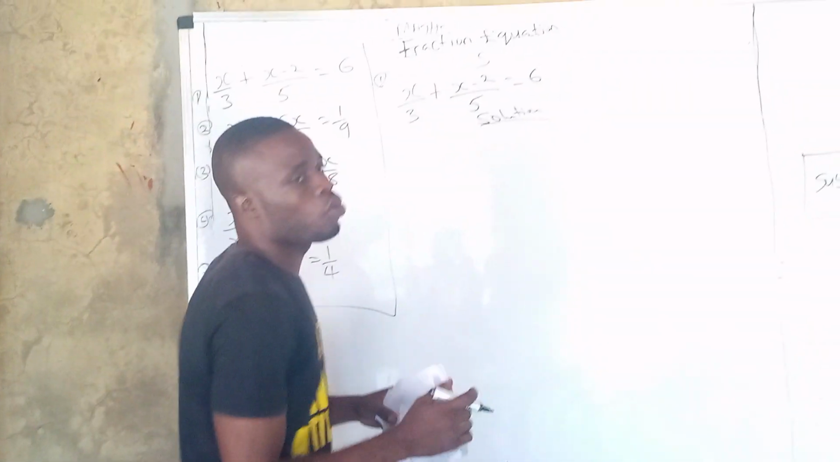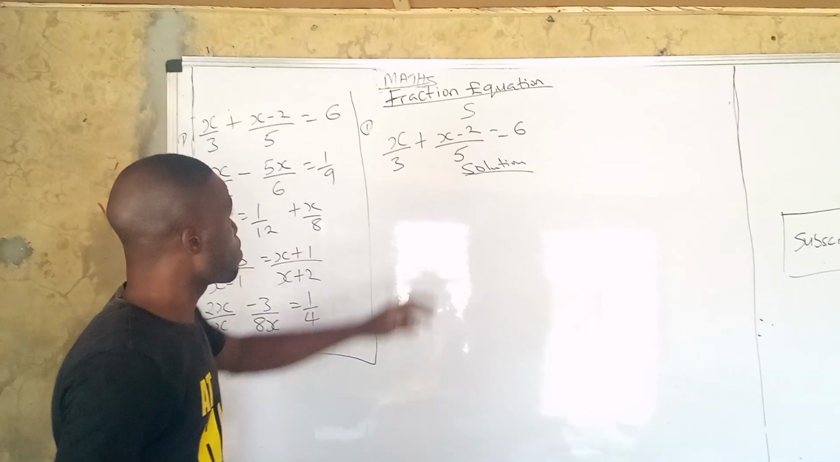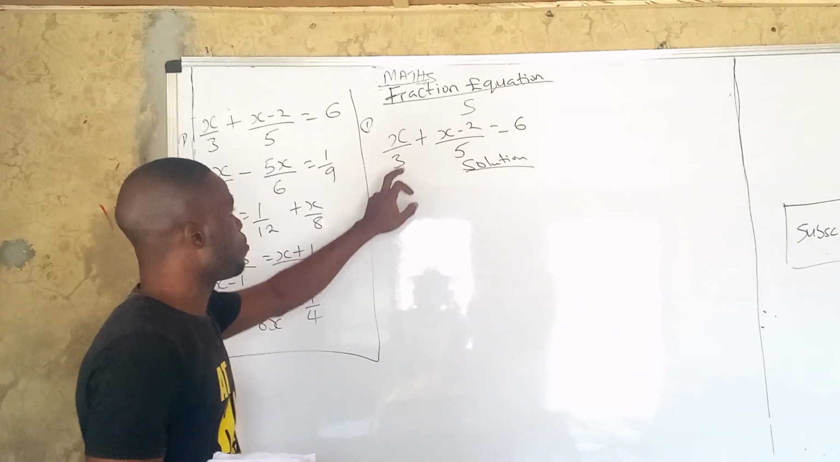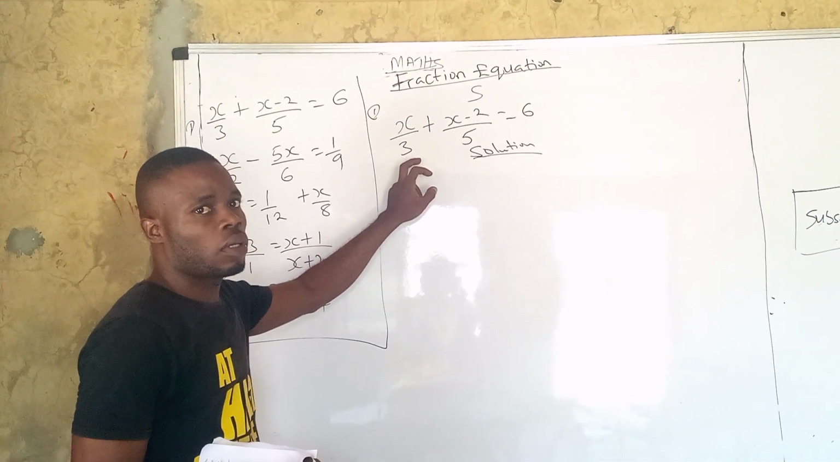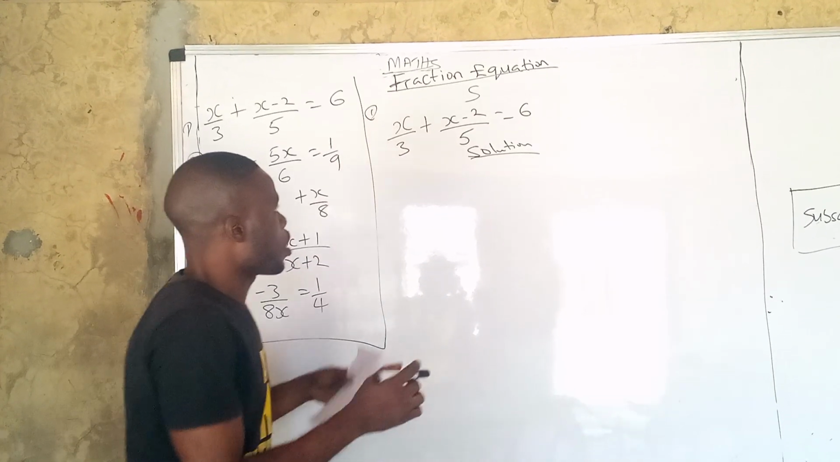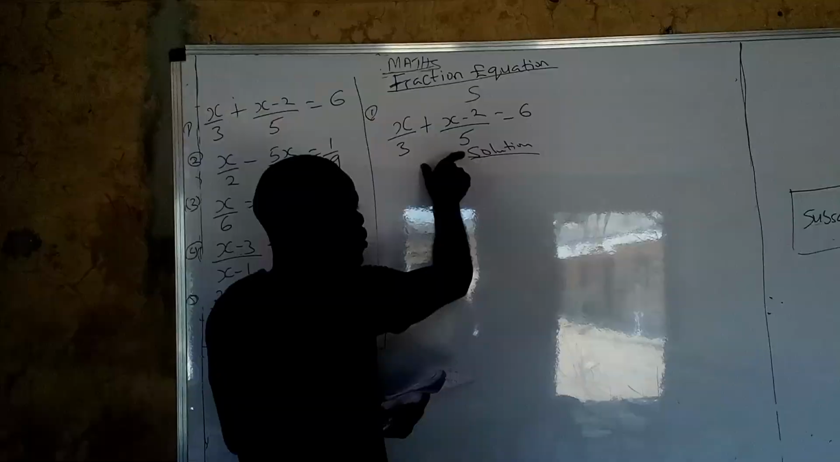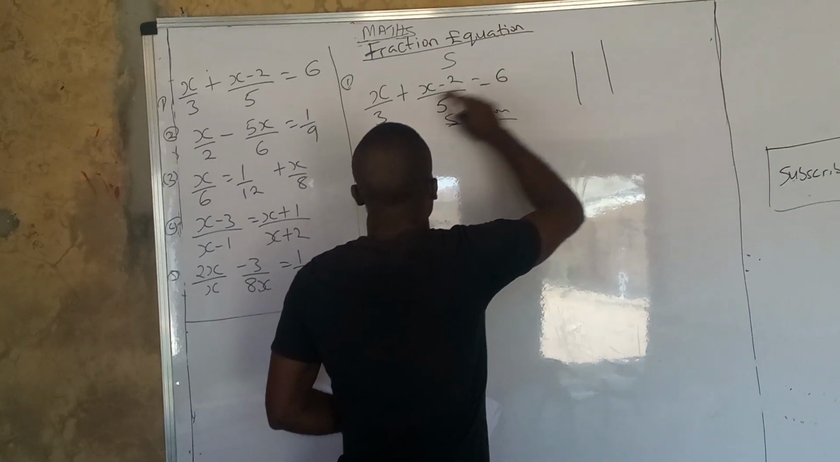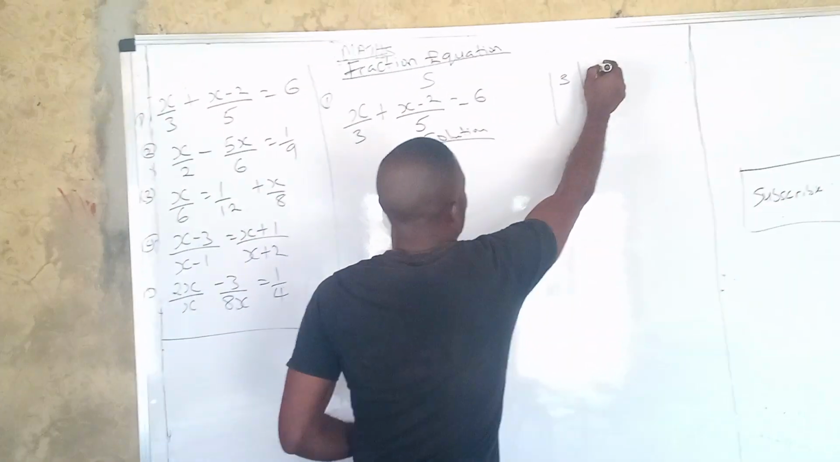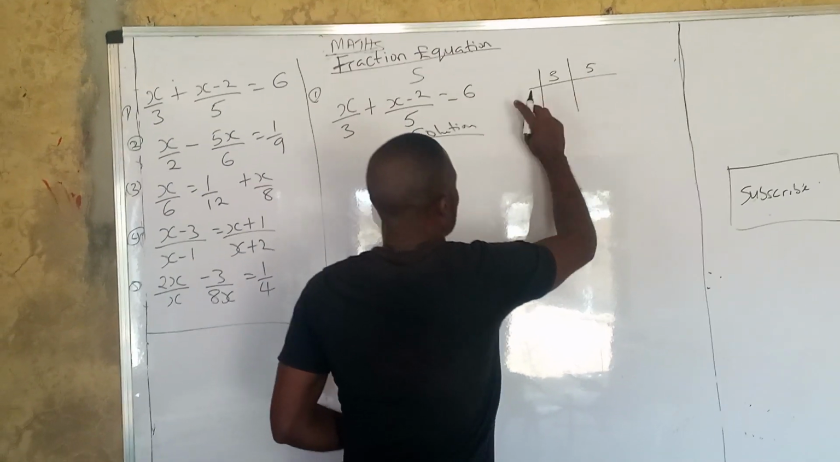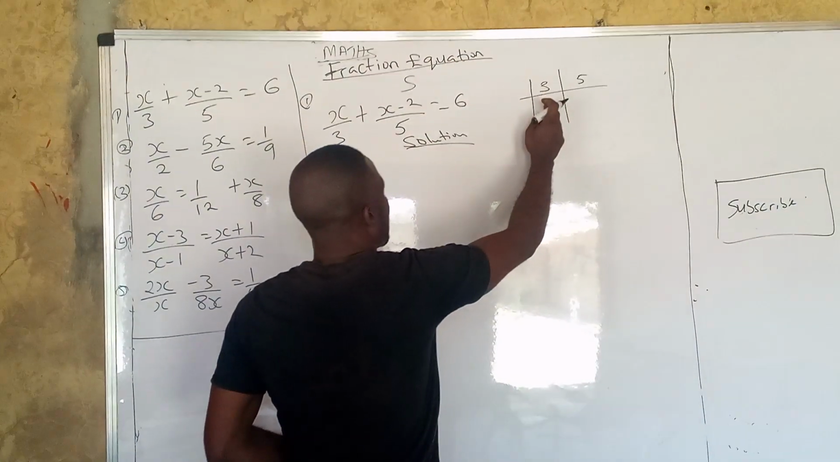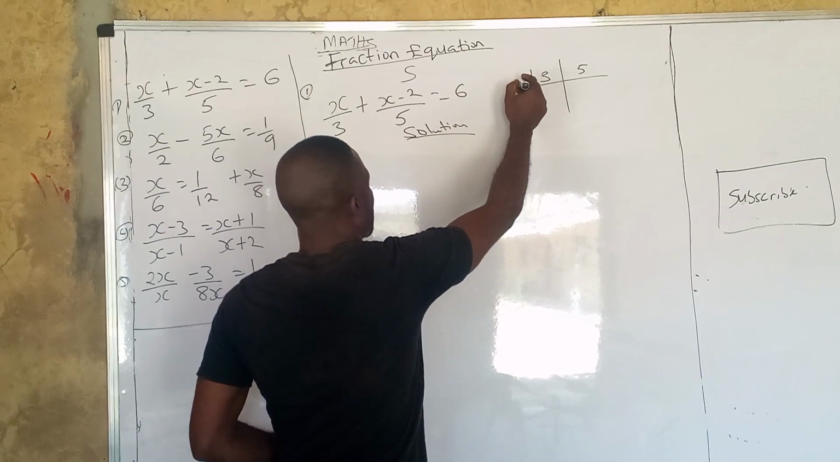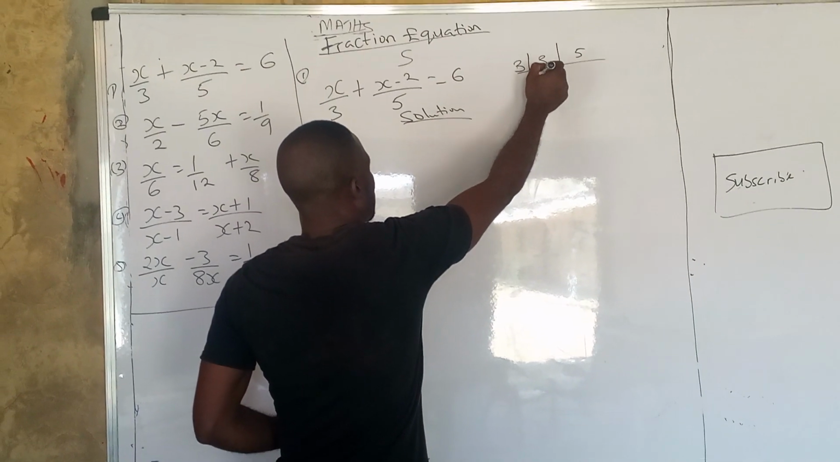The first thing we are going to look for here is the LCM between the denominators. And the LCM, you can use any method. You can multiply these, it will give you 15. You can also use your LCM, which we have 3, the smallest number, and we have 5. So what can divide 3 and 5? We know that the only number that can divide 3 is 3. So 3 in 3 is 1.